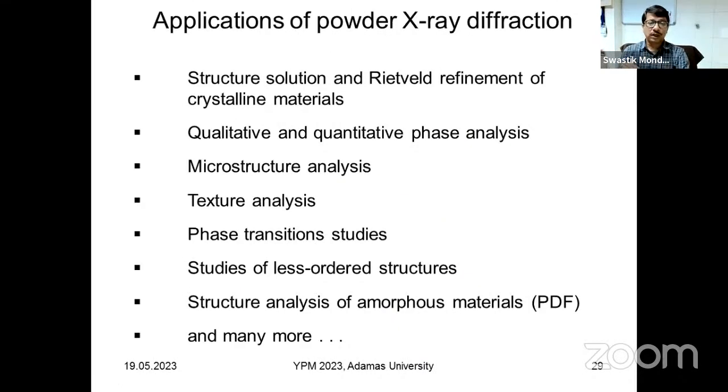Okay. So what are the things that we could do with powder X-ray diffraction data? We could do structure solution, which is difficult, but it is possible. Rietveld refinement of crystalline materials, qualitative and quantitative phase analysis, microstructure analysis, texture analysis, phase transition studies. This is what physics people do primarily: phase transition studies by changing temperature or pressure and taking powder diffraction patterns and seeing how the peaks are shifting or splitting. So this is one possibility. And then studies of less ordered structures and structure of amorphous material. That is also possible by using pair distribution function. This is also a terribly difficult task, but it is possible, and many more.